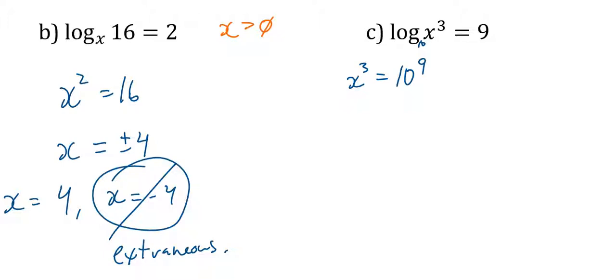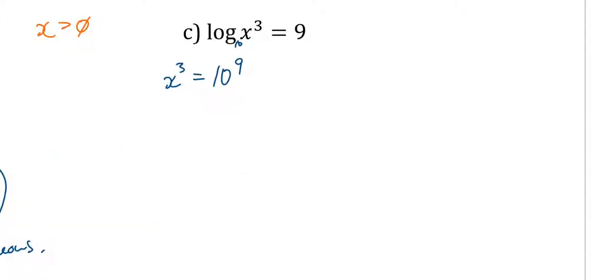So how do I solve this? And by the way, we do have a restriction. x cubed has to be greater than 0, which means x has to be greater than 0. Well, you take the square root, but then we cancel it. Cube root, thank you very much.